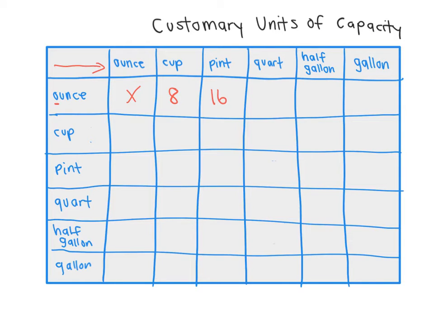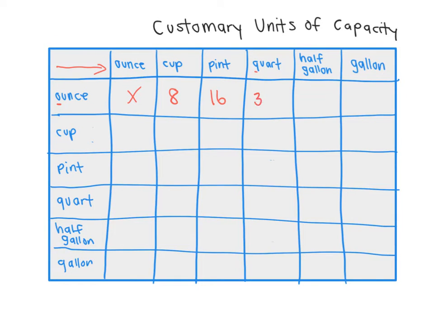Okay? Now we're going to say how many ounces are in a quart, which is over here, again where I put the red. How many ounces are in a quart? Well, I have to double it. Not add 8, double it. So double 8 is 16. Double 16 is 32. So 32 ounces are in a quart.